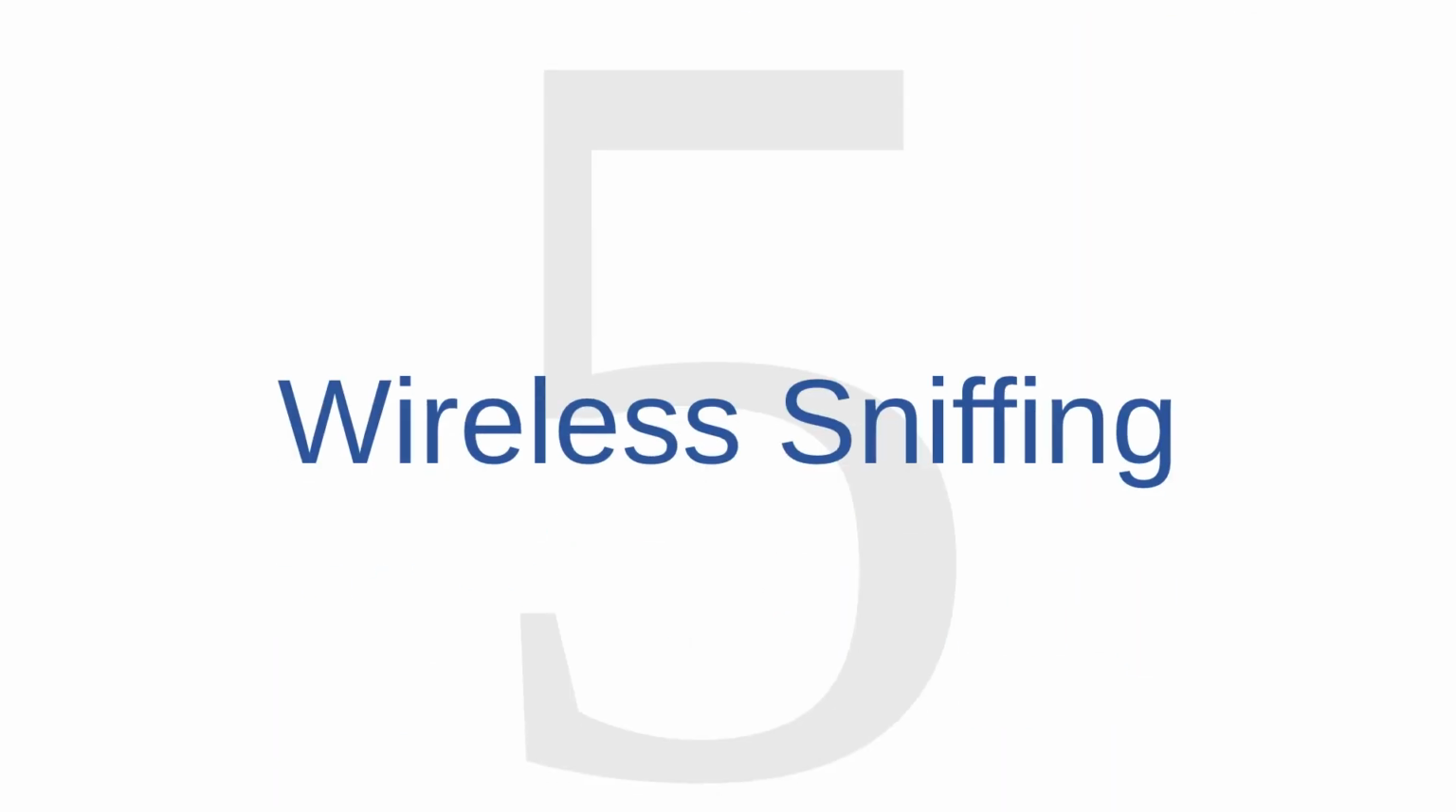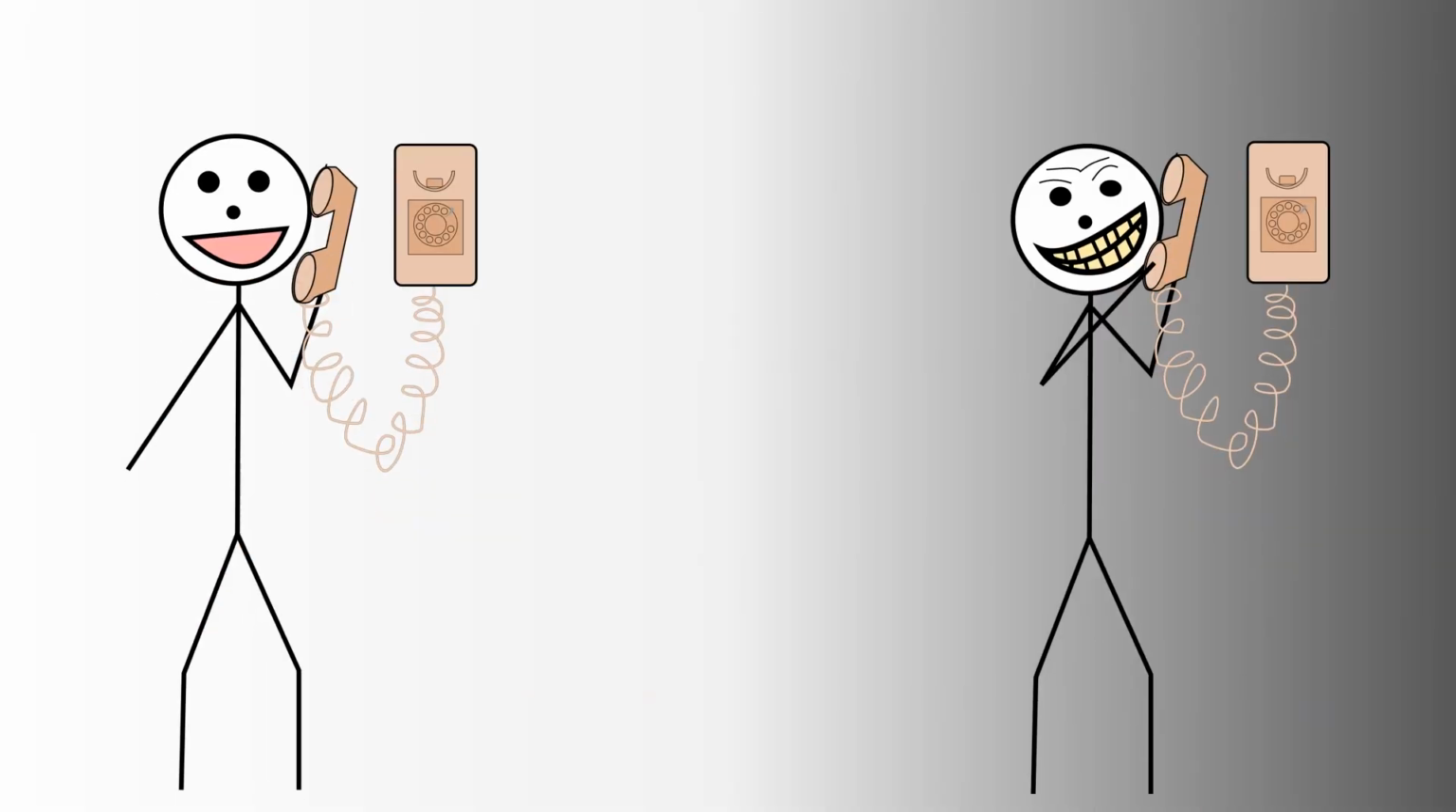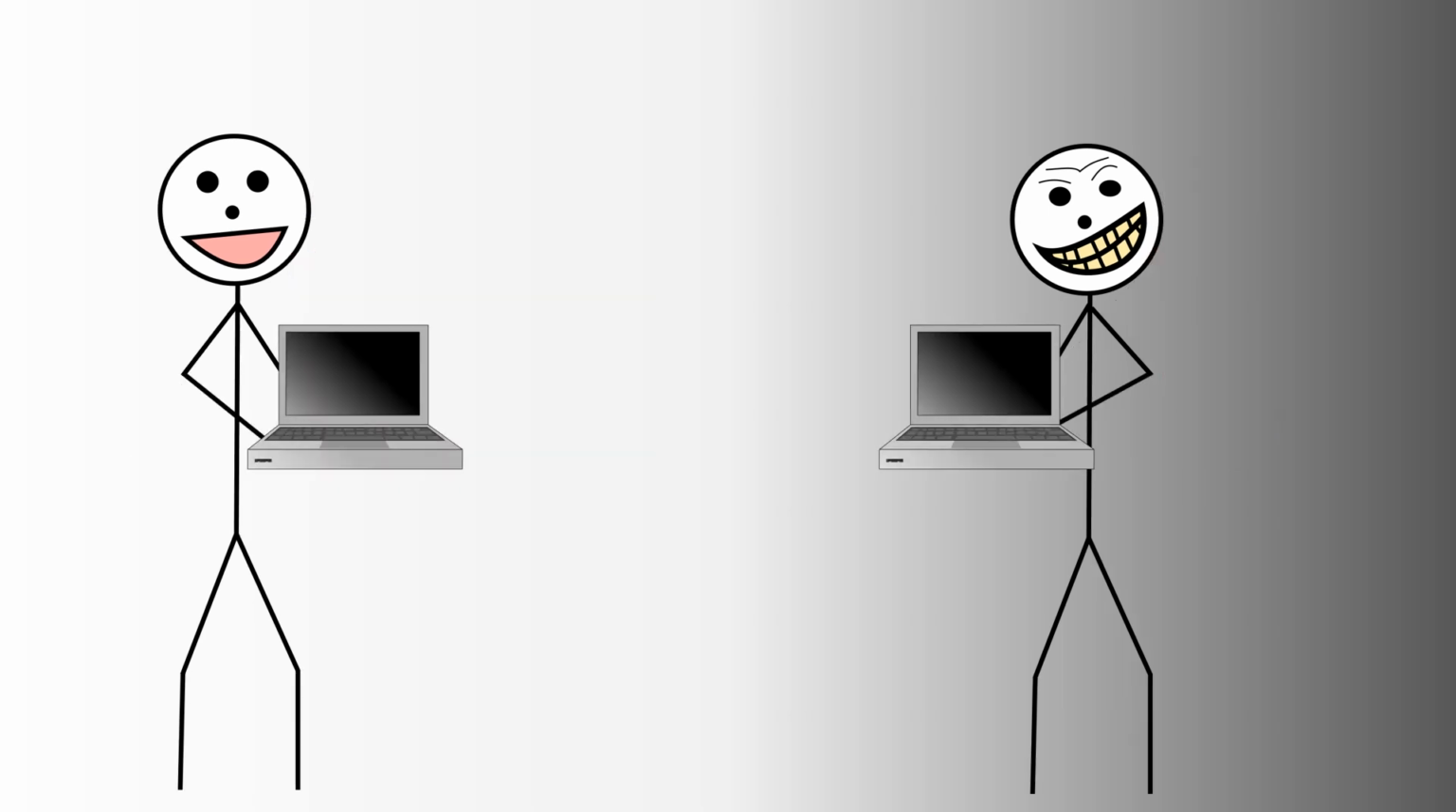Password threat number 5 is wireless sniffing. Have you ever seen a movie where somebody's having a private telephone conversation on a landline telephone, and then somebody else picks up a different phone somewhere else in the house and eavesdrops on that conversation? Well, wireless sniffing is a similar kind of eavesdropping that can happen on public wireless internet connections.